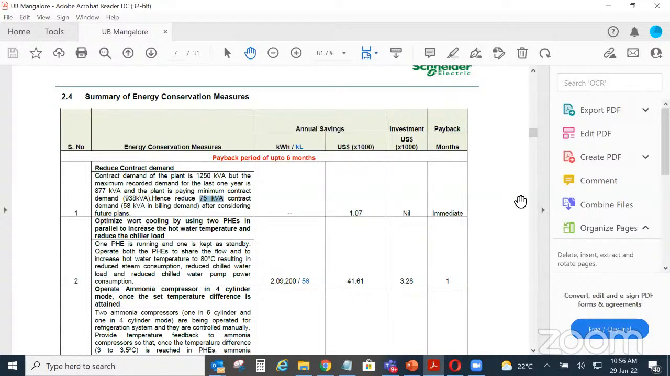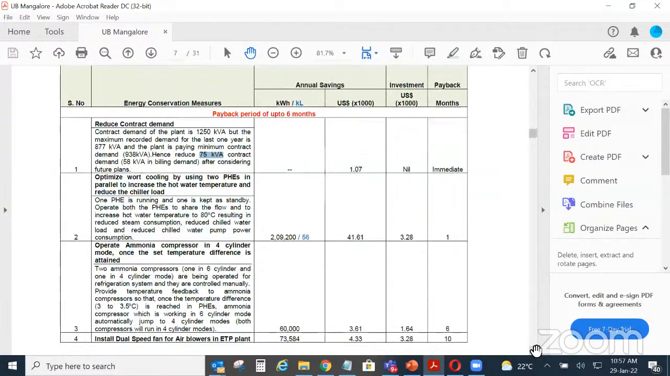Similarly, I'll go to the next one, optimizing the cooling loads, which will be very difficult from the students' point of view.